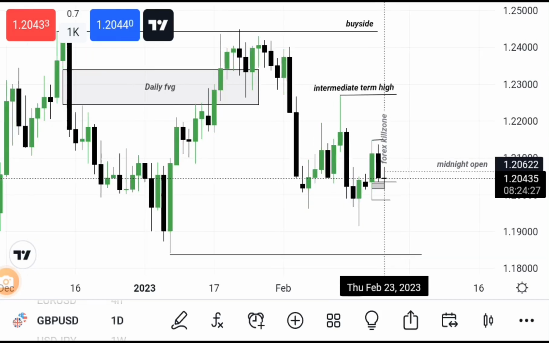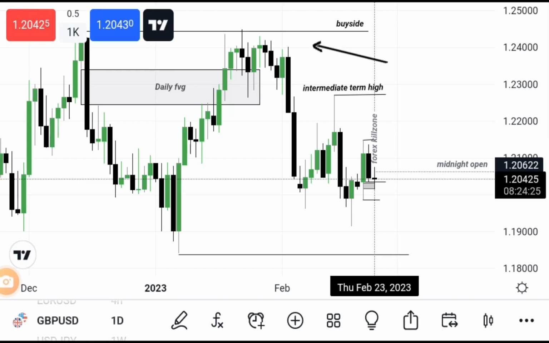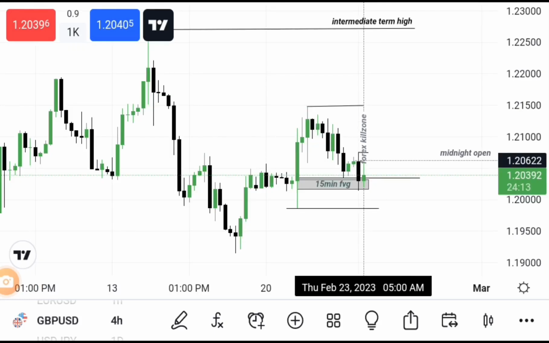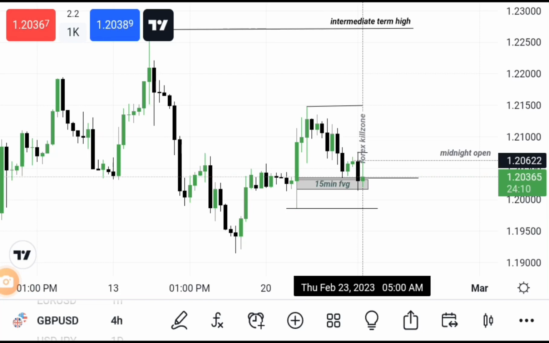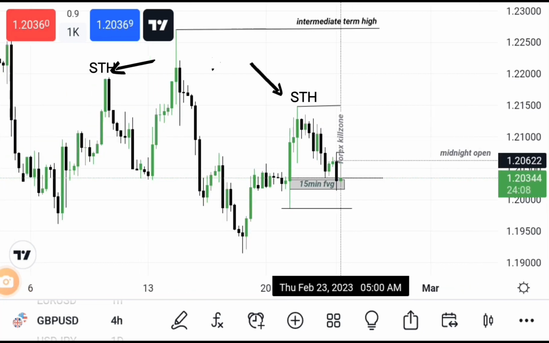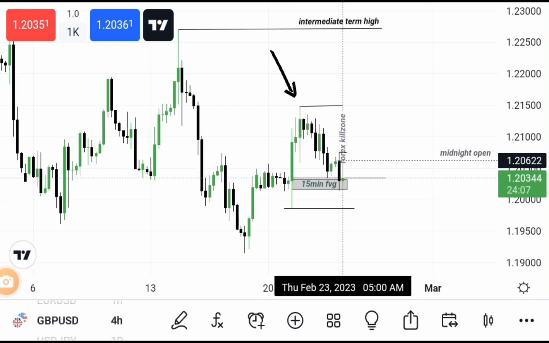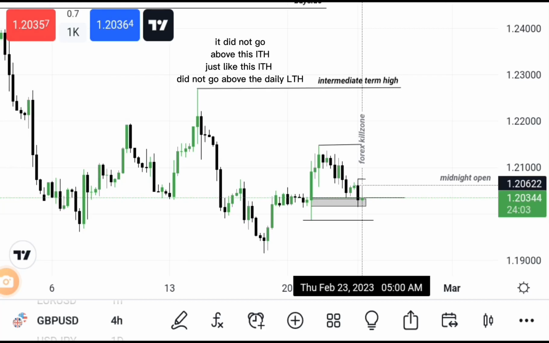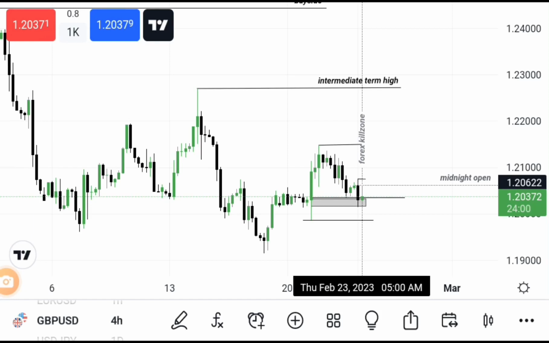Looking at the chart, you see we're still bearish here even though we have two equal highs as buy side, because I had a market structure showing bearishness. So I wasn't expecting price to go above my intermediate term high. An intermediate term high is when price rebalances an imbalance and doesn't go above the long term high. It also has a short term high to the left of it and a short term high to the right of it. This high here can also be called an intermediate term high because it rebalances an imbalance. And notice it didn't go above the previous intermediate term high, just like the previous intermediate term high did not go above the long term high. So this is a market structure showing bearishness.